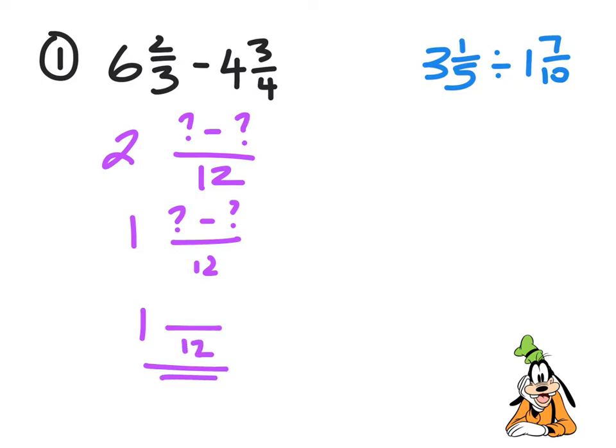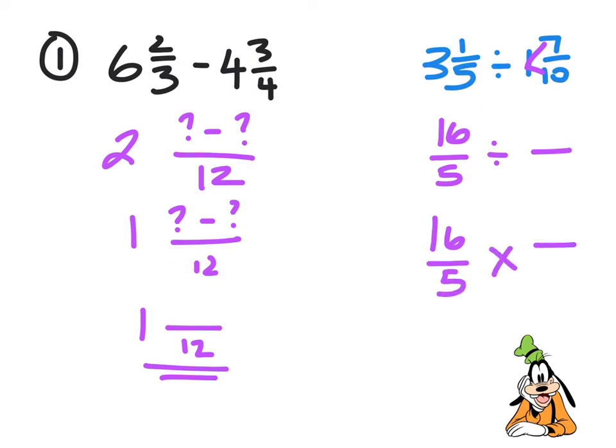The division one, first thing we need to do here, remember it's different, we've got to make them top heavy, so that's the bottom number 5 times the 3, add the 1. So this becomes 16 over 5 divided by, do the same with this fraction, 10 times 1 add 7. And then when we divide fractions, we turn the second one upside down and make it into a times. Once you've done that, you should find that there's some cancelling before you get your final answer.